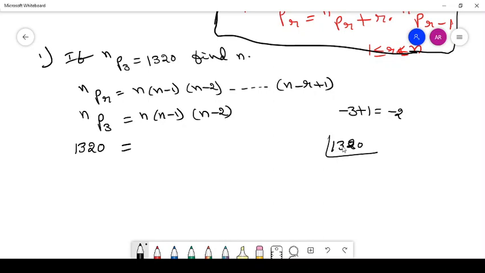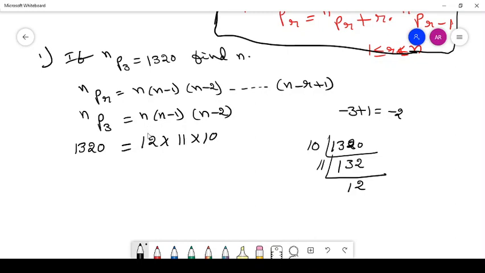By the factorization method, we know that nPr is the product of r consecutive integers. Here nP3 means the product of 3 consecutive integers. Here we are taking 10: 10 ones are 10, next 10 threes are 30, next 10 twos are 20. Next 11: 11 ones are 11, 11 twos are 22. Now this can be written as 12 into 11 into 10.